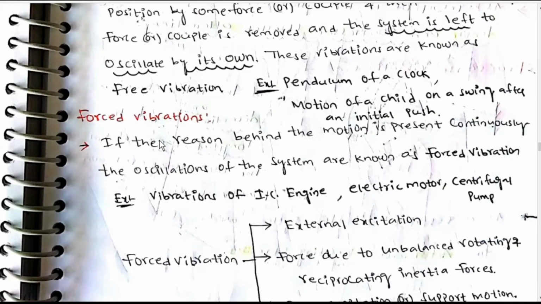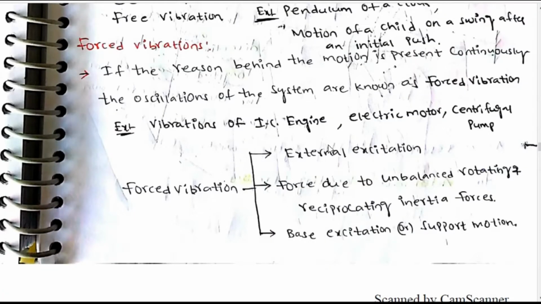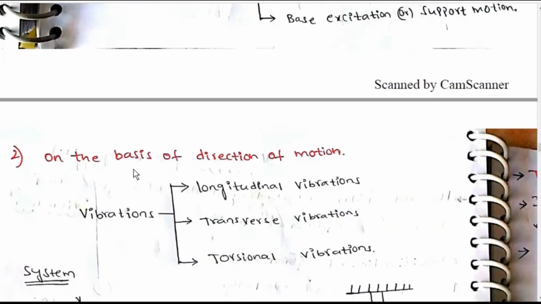But in forced vibration, if the reason behind the motion is present continuously, the oscillation of the system is known as forced vibration. Example: vibration of an IC engine, electric motor, centrifugal pump. Forced vibration: external excitation, force due to unbalanced rotating and reciprocating inertia forces, base excitation or support motion.